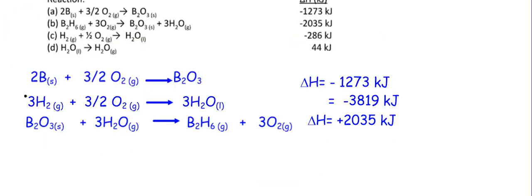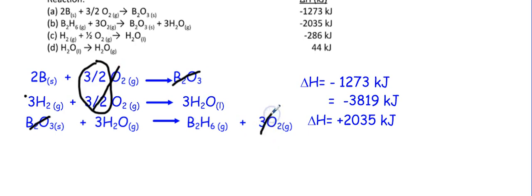All right, so I'm working on this, and it's like, okay, what kind of things can I cancel out maybe? I have the diboron trioxide, and that cancels out. And what if I were to add these guys? What's 3 halves plus 3 halves? Isn't that equal to 3? Well, yeah, it does. So then I can cancel out these guys.